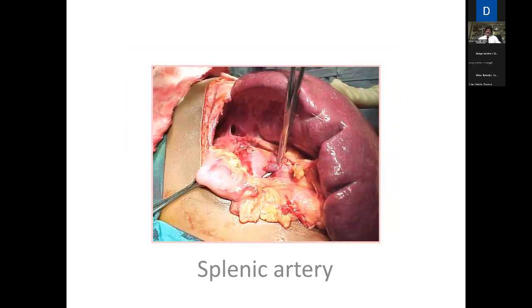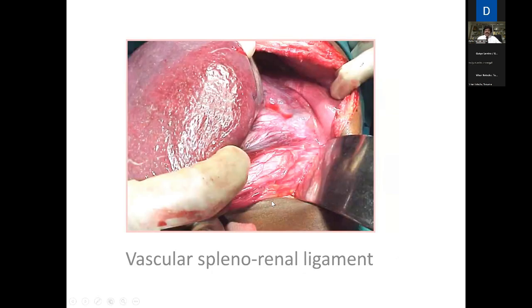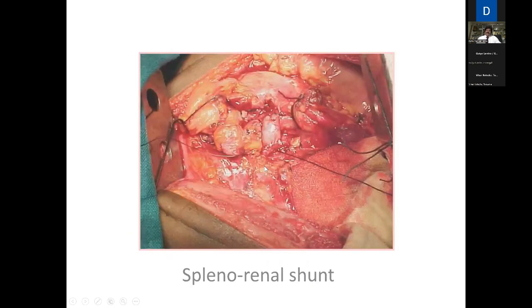And usually the procedure involves first locating the splenic artery at the superior border of the pancreas and tying the splenic artery in continuity. If that is done, the spleen will decompress, decongest, and a large volume of blood will go into the system. And after that, splenectomy is done. In these patients, you see the splenorenal ligament will be highly vascular, and if the splenic artery is not tied, this is likely to bleed a lot. And this is where the spleen is removed and a splenorenal shunt is done.